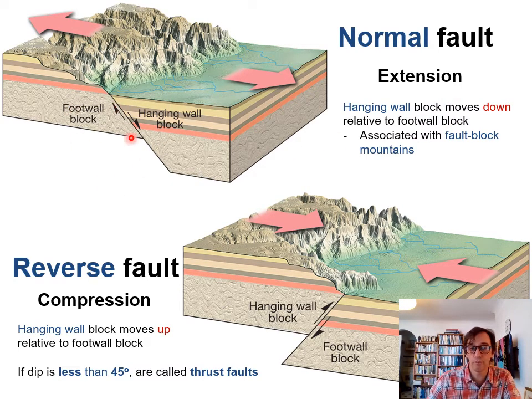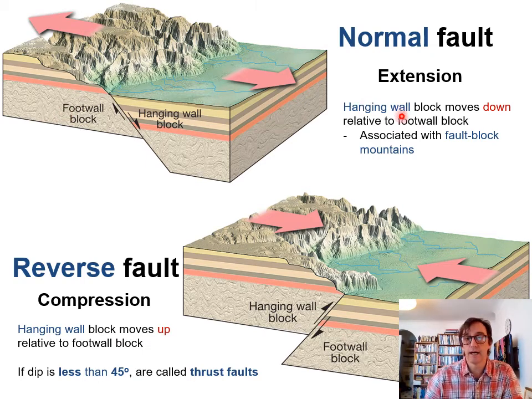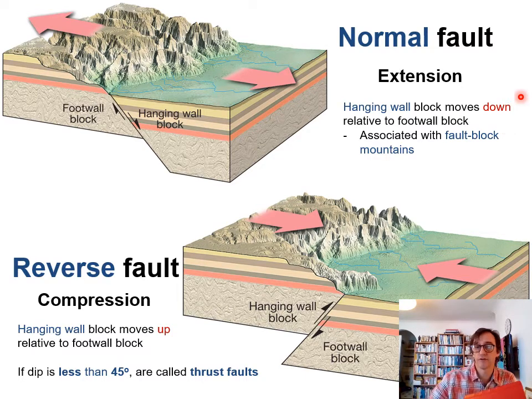Here you have these normal faults opening up from extension, and note some quite key terms. The rock above the fault plane is called the hanging wall block, and the rocks below the fault plane are called the footwall block. You can describe a normal fault simply by saying the hanging wall block moves down relative to the footwall block. The hanging wall is displaced down relative to the footwall block. It's associated with mountains called fault block mountains as well.